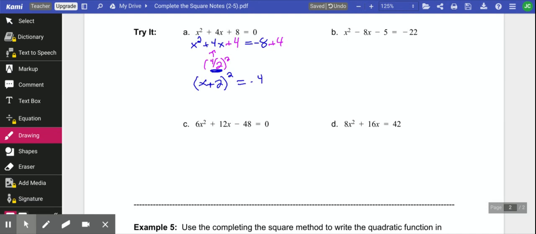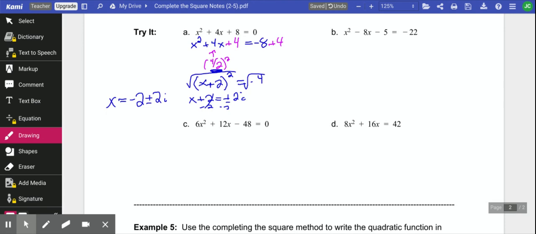Now that we've gotten it to this point, we can take the square root of both sides. So we get x plus 2 equals plus or minus. The square root of negative 4 is 2i. And our last step is going to be to subtract 2 from both sides. Let me write the answer over here. So our final answer is negative 2 plus or minus 2i. So we have 2 solutions, and they both happen to be complex numbers.